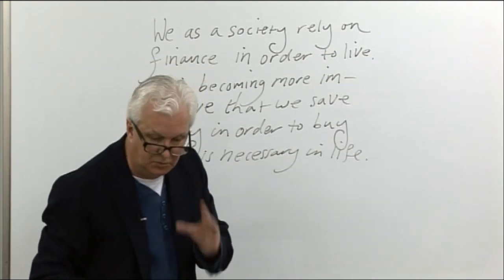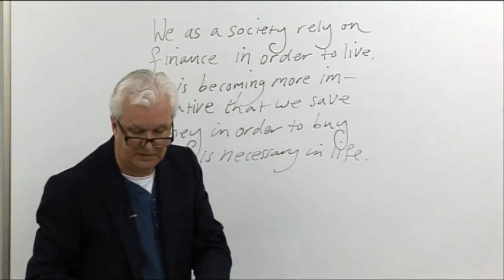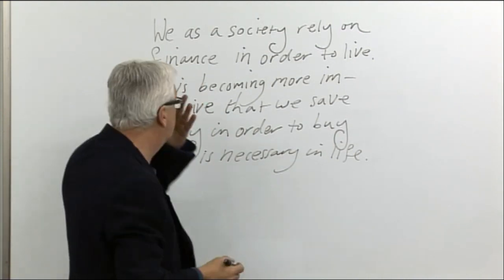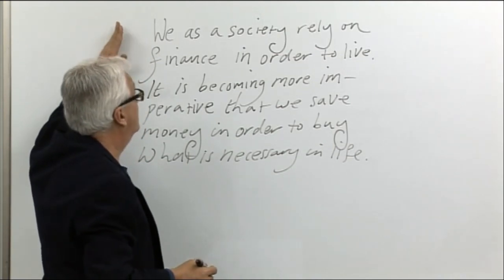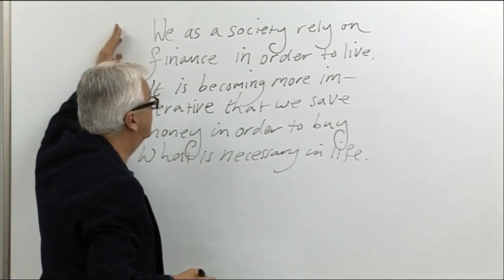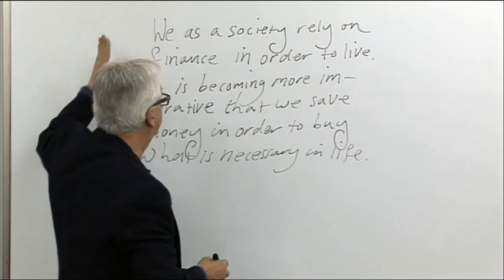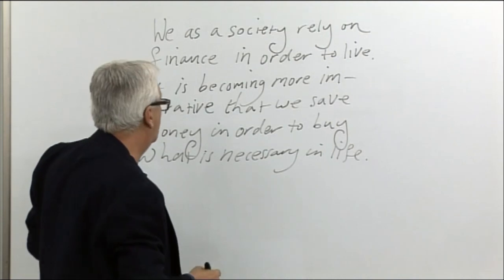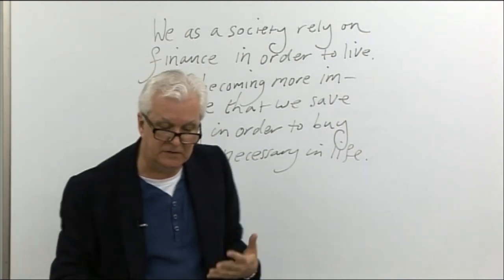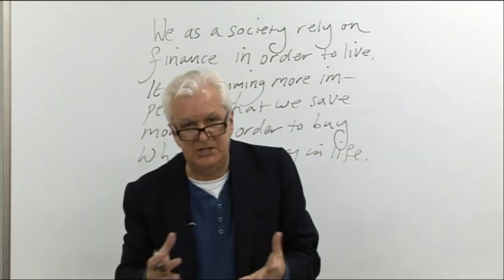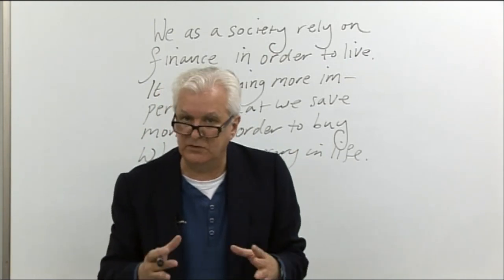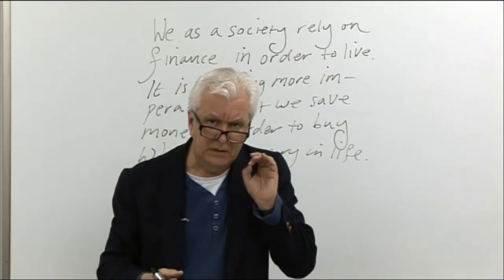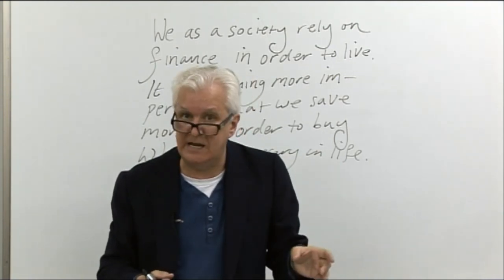So again, look again at the picture. It's just a piggy bank with somebody placing a coin into it. So straight away, we as a society rely on finance in order to live. It is becoming more imperative that we save money in order to buy what is necessary in life. So straight away, I've got this very general point of view. And that's all it is. At the present time, it's just very, very general. So I've not become specific as yet.